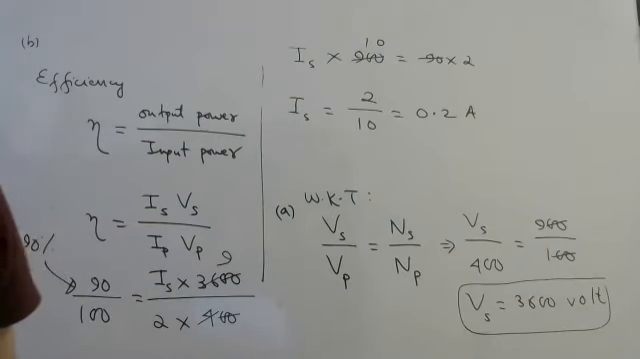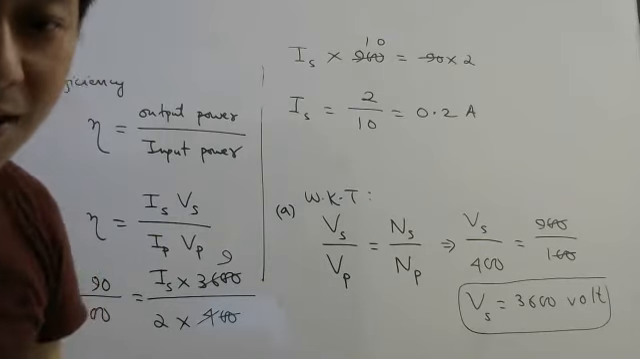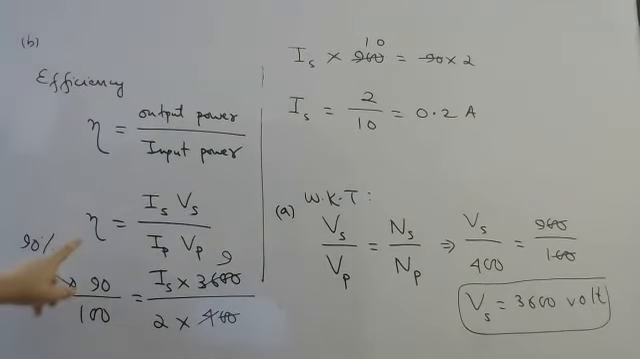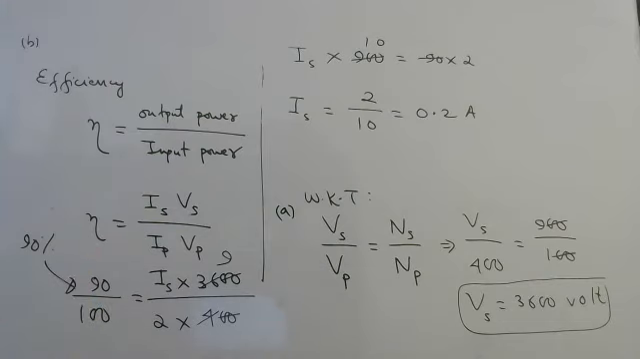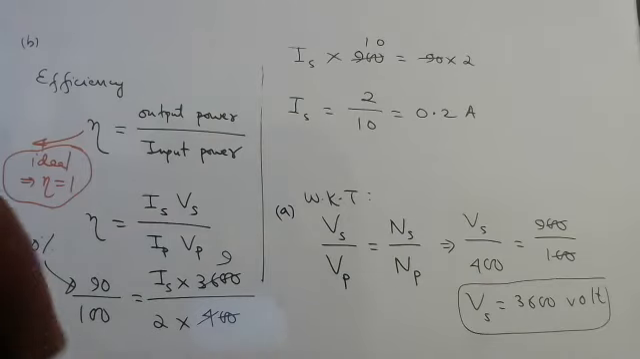Finally, if they say ideal transformer, then what you do, you just write 1 in place of this. So if they say ideal transformer, then you write efficiency equal to 1. So this completes the numericals.